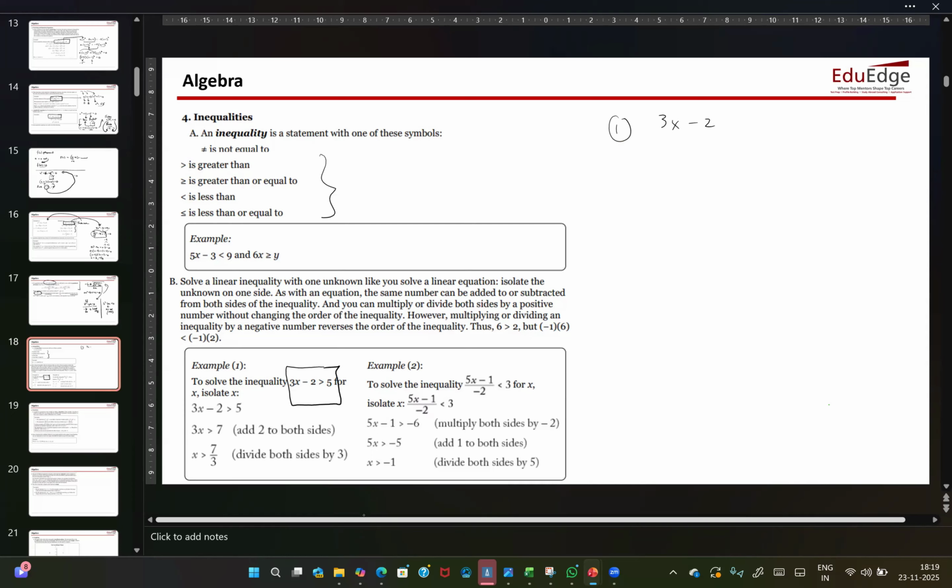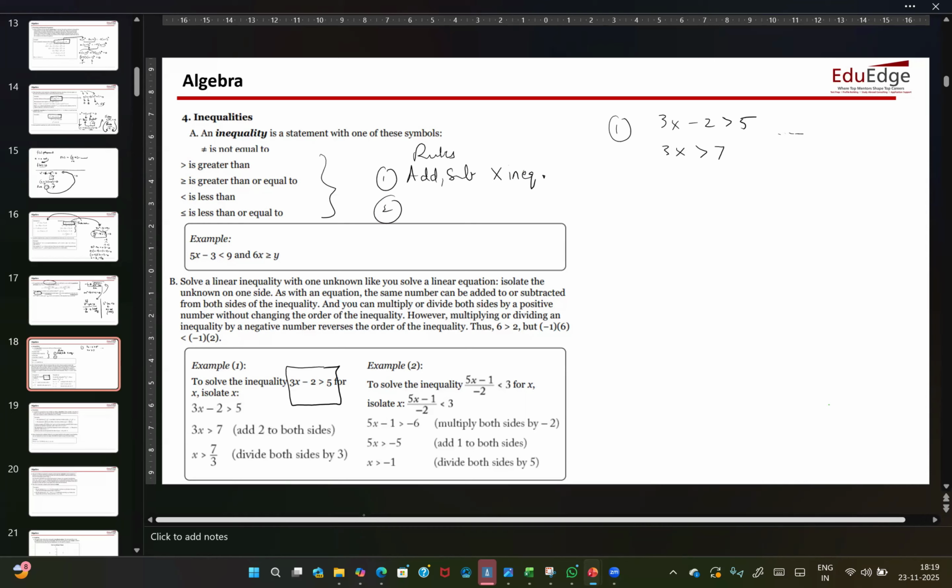So 3x minus 2 greater than 5. We collect all the constants. If you are moving around the constants, adding or subtracting, it doesn't change the sign of the inequality. Yeah. So, okay. Rules. I'm going to write them here. Rules. Adding, subtracting doesn't change inequality.